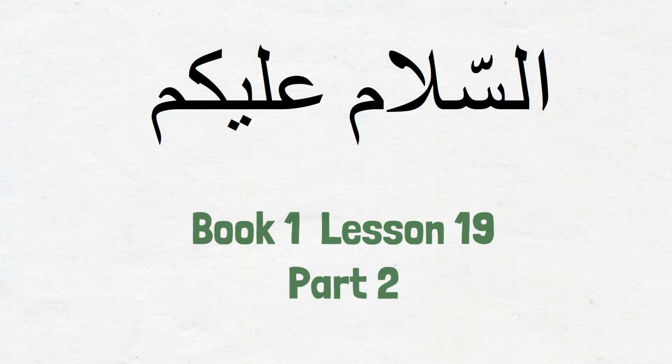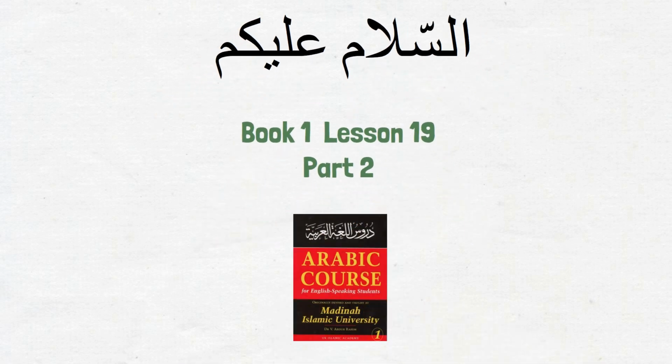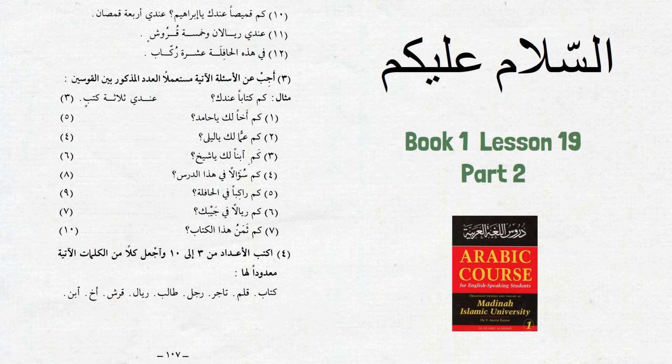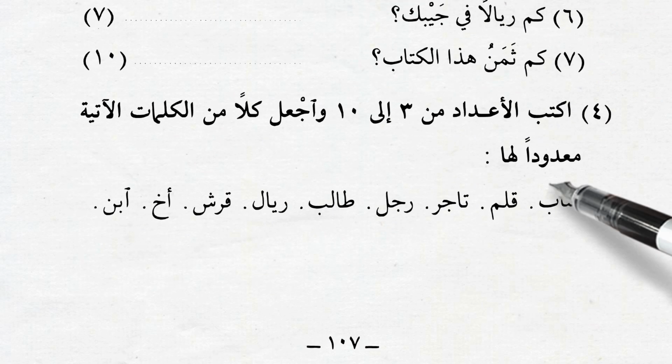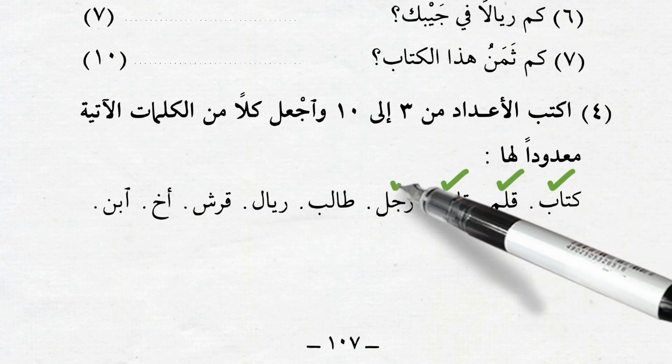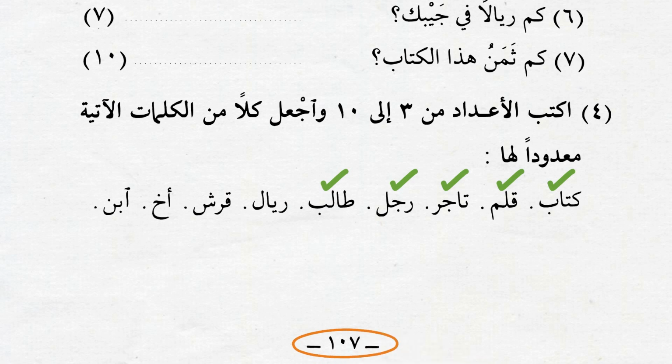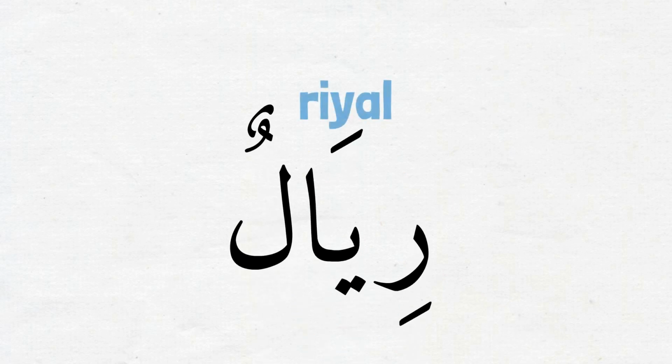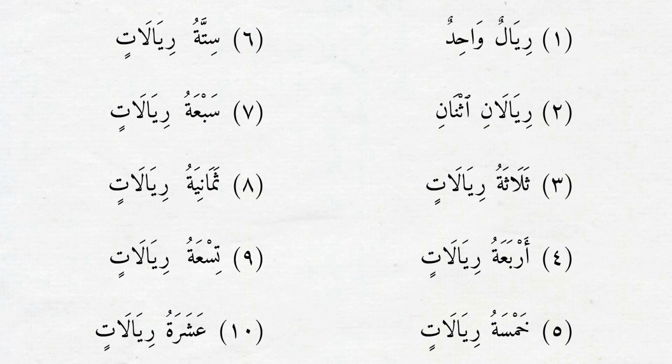Welcome to a new episode for part 2 of lesson 19 from book 1. We will continue to practice counting today. We had a few more nouns left to count in exercise 4 on page 107. The ism that we stopped at last time was riyalun. Riyal. Let's read the list together.